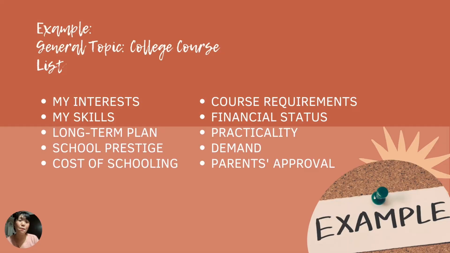So here is the example of a brainstorming list. So your general topic is college course. So here is the brainstorming list of the college course. Okay, so we have my interest, my skills, long-term plan, school prestige, cost of schooling, course requirements, financial status, practicality, demand, parents' approval.